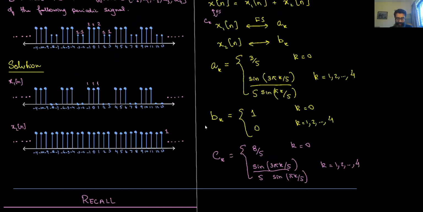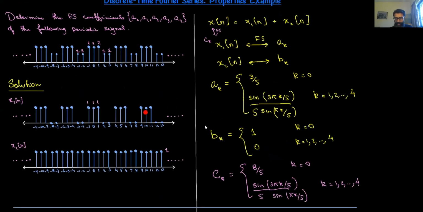We just imagine this as being equal to the square wave plus this constant DC. We have already found the square wave's coefficients, which are here from the previous example. The bks are this, and you just add them up, and this is the result that you're going to get.